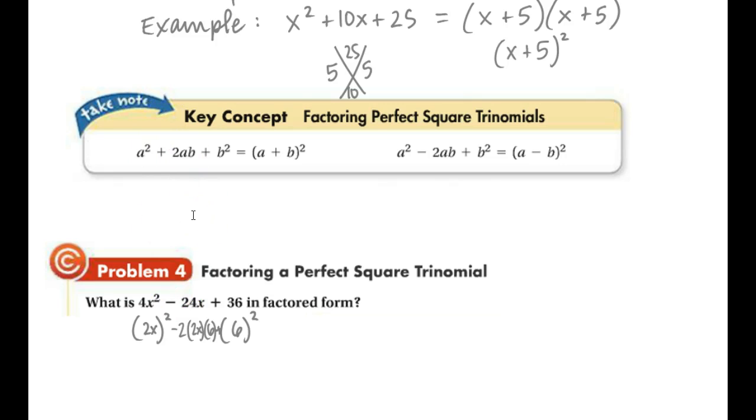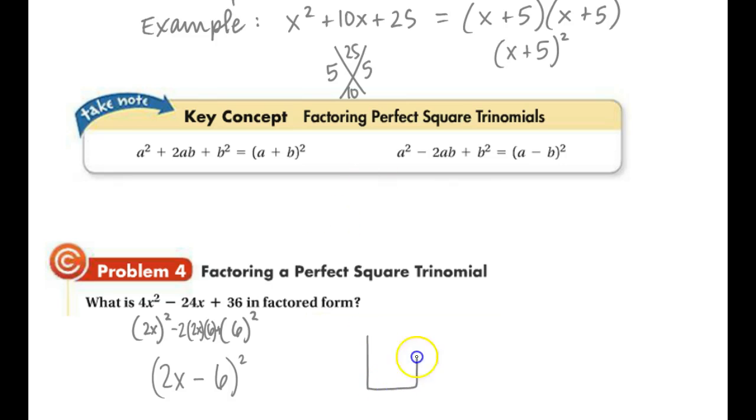So what's nice about this is that you can just take the first term and the last term squared, drop them down, 2x and 6. The middle sign is the sign of the middle term. So because we had a negative 24x in the middle, you drop down the negative sign, and you just square the entire expression. So (2x minus 6) squared would give you the original expression.